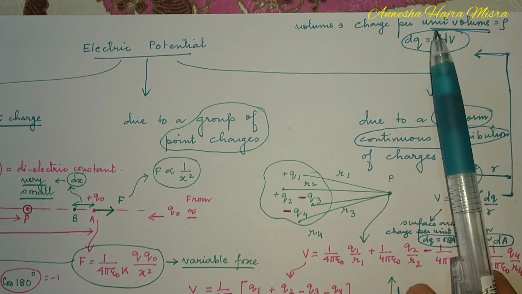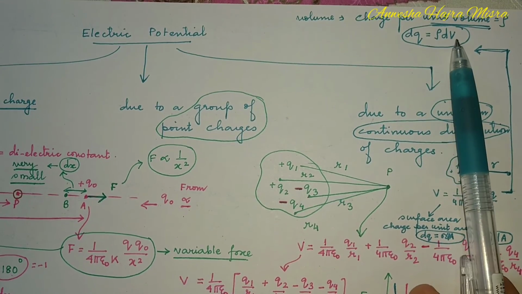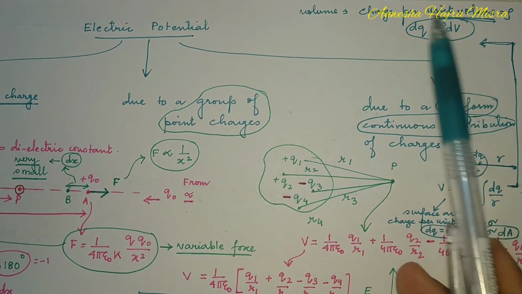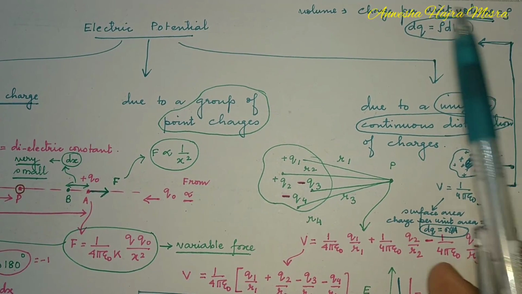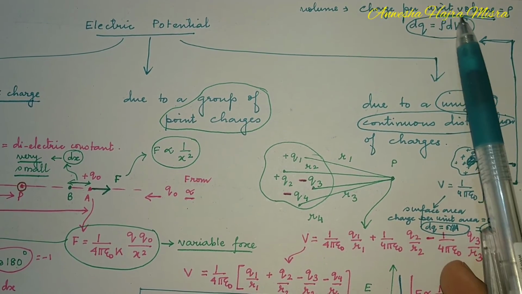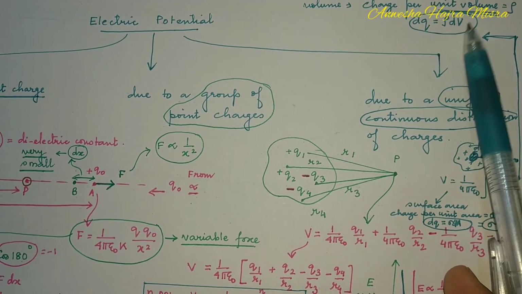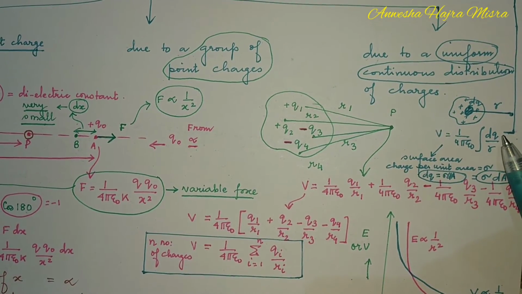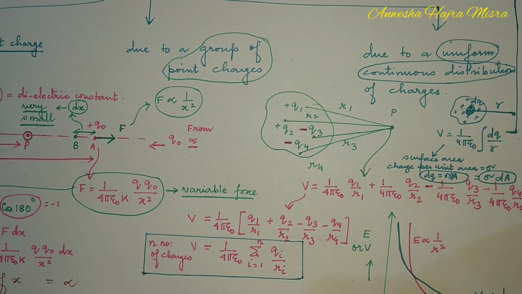For volume, what do you have? Rho dV. For unit volume, it is rho. For dV volume, it is rho dV. So, here in place of dq, you just put rho dV for volume charge distribution.